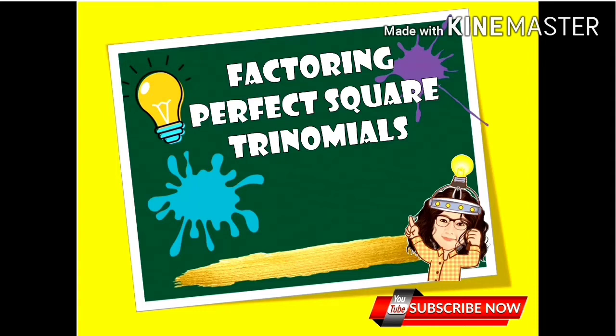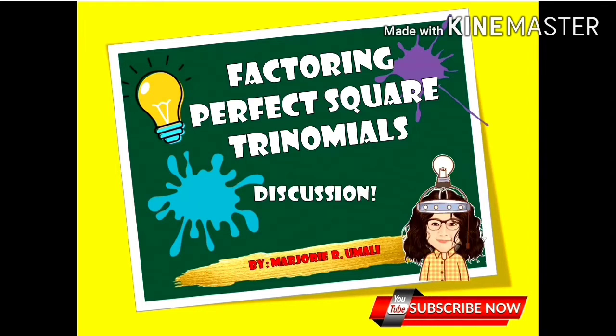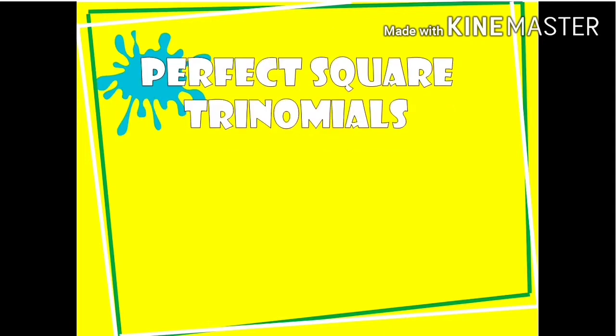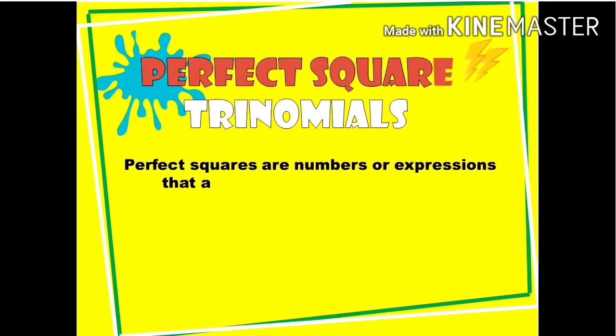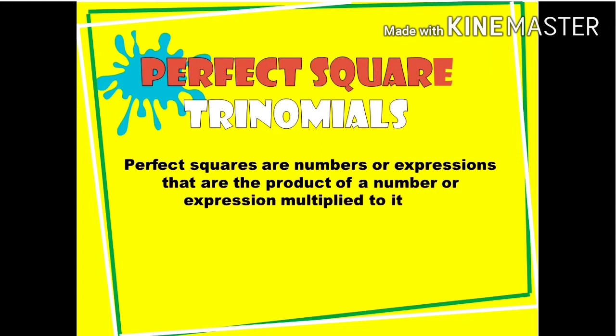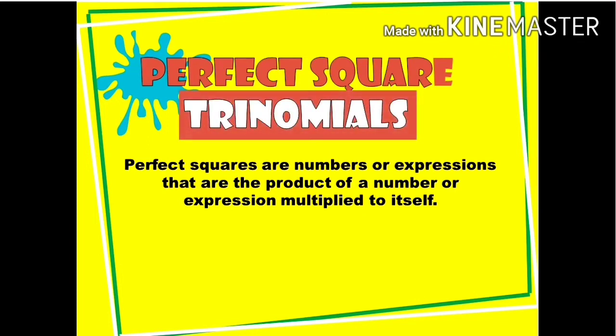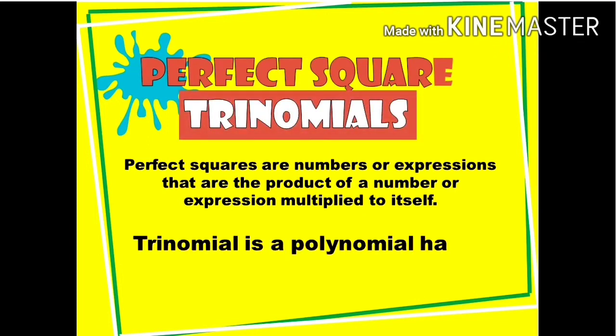Lesson, it's all about factoring perfect square trinomials. Okay, so i-define muna natin ang perfect square trinomials. Perfect squares are numbers or expressions that are the product of a number or expression multiplied to itself. Ibig sabihin, ito yung mga number na may square root. And trinomials, on the other hand, is a polynomial with 3 terms.